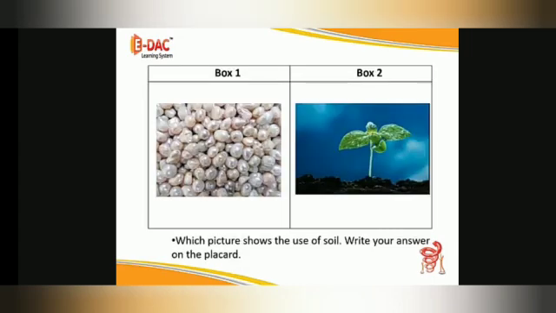Learners, observe the two pictures given below. Which of the pictures shows the use of the soil? Write your answers on the placard.